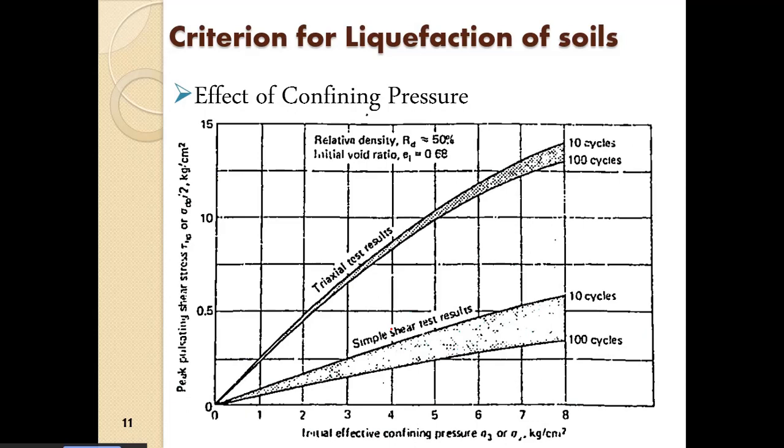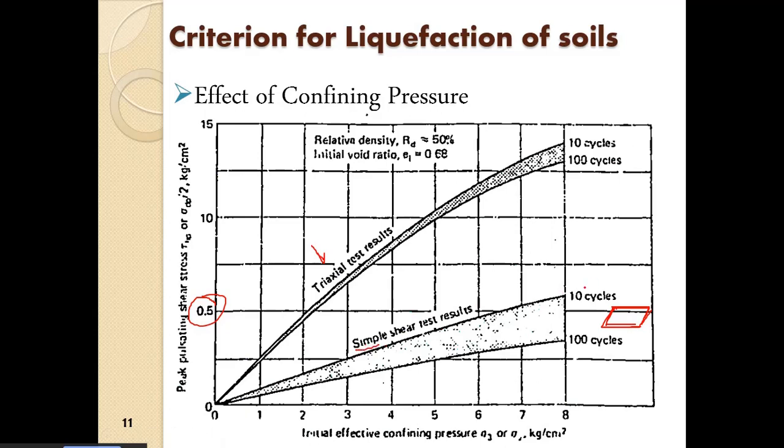So summarizing from the various test results, here we see the triaxial test results and this is the simple shear test results. Obviously in the simple shear, the sample is directly sheared, and a high amount of shear is applied to the sample. So here we see that the peak pulsating shear stress values are on the lower side as obtained from the simple shear test results.